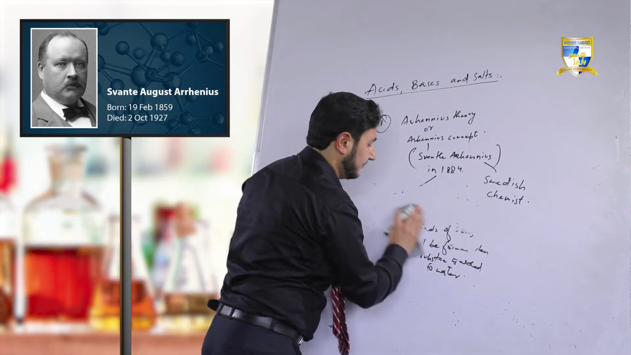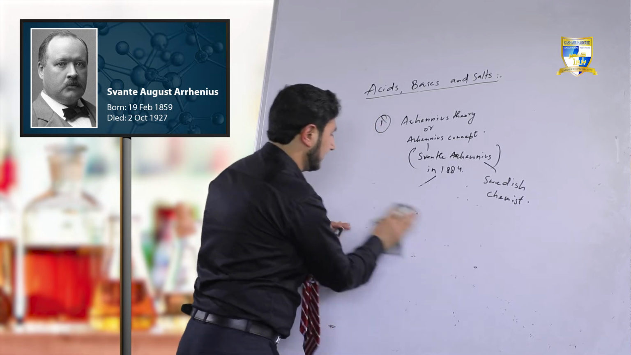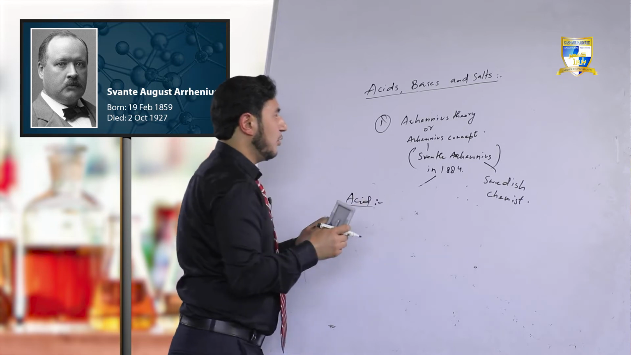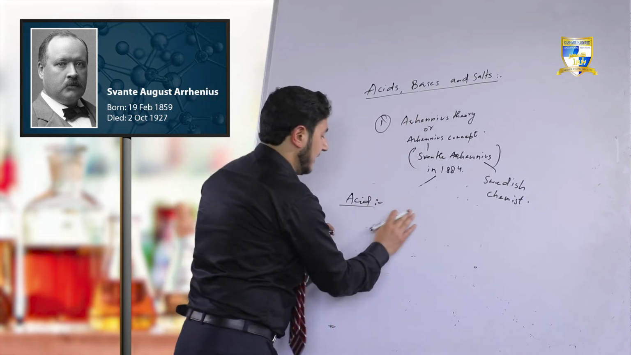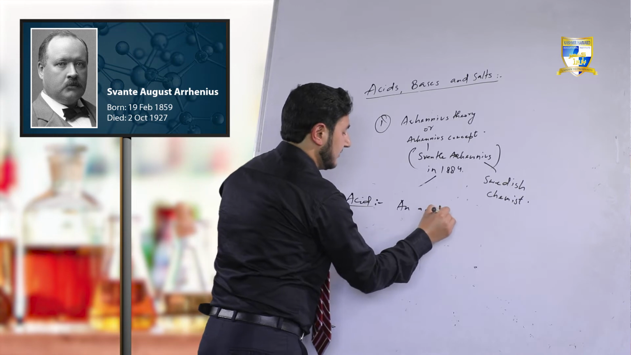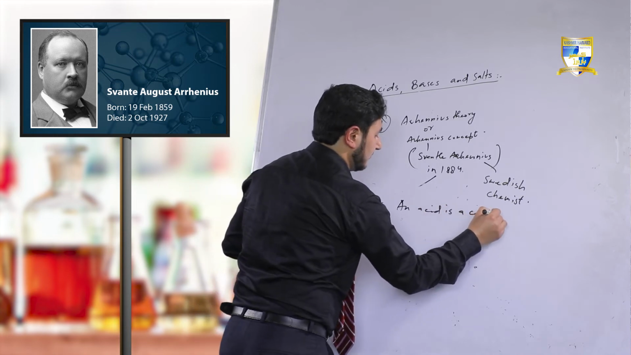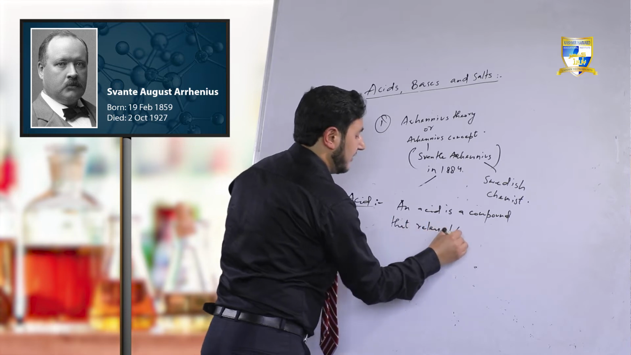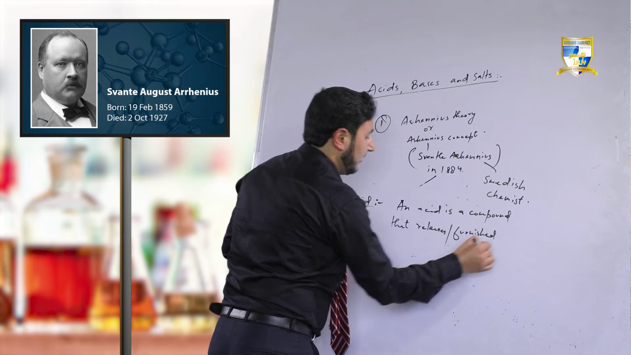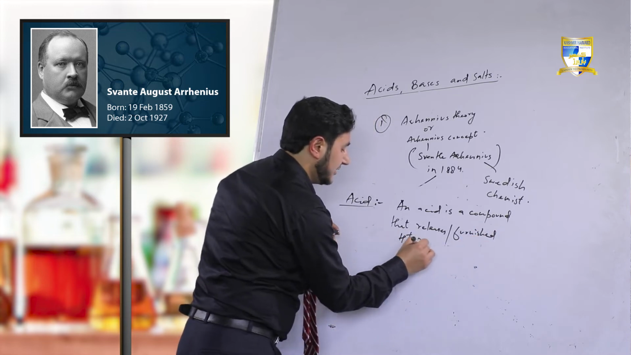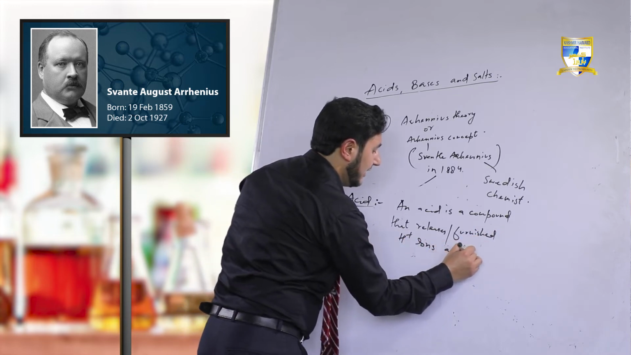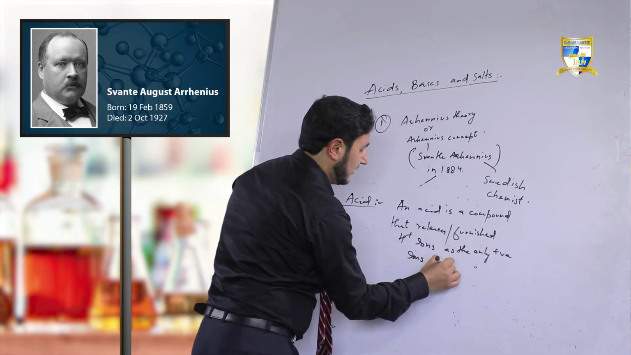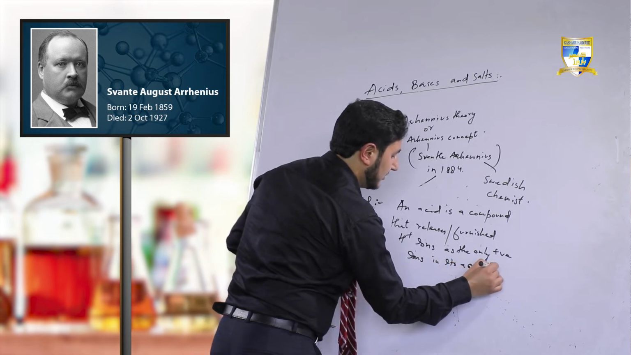Arrhenius said, this is the definition of acid as provided by Arrhenius. An acid is a compound that releases, or we can say furnishes, H positive ions as the only positive ions in its aqueous solution.